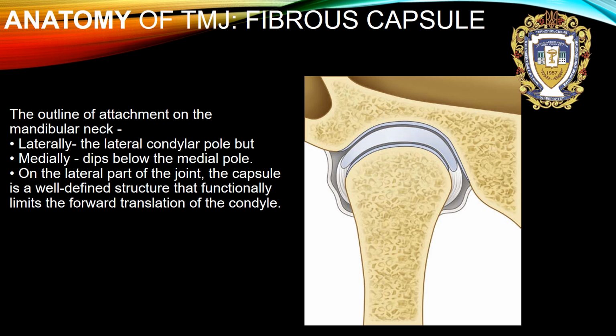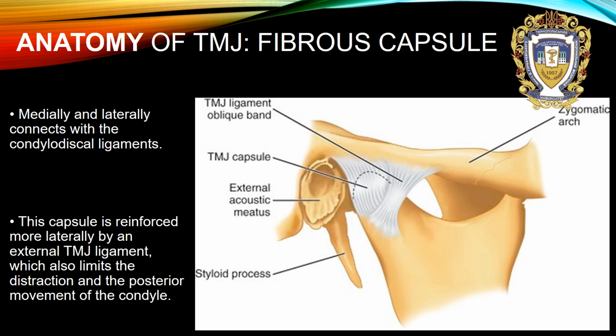Next element, the fibrous capsule. It is attached to the mandibular neck. Laterally it is present at the lateral condylar pole, but medially it dips below the medial pole. On the lateral part of the joint, the capsule is a well-defined structure that functionally limits the forward translation of the condyle. Medially and laterally it connects with the condylodiscal ligaments.